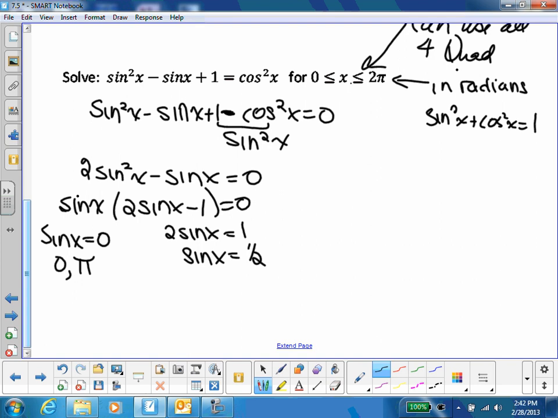Because technically we shouldn't really have that equal sign, because if I start at 0, I don't want to repeat myself at 2 pi. Does that make sense? I need to stop and not include 2 pi. So I shouldn't have had that equal sign there. 0 and pi. And the sine of what is 1/2?